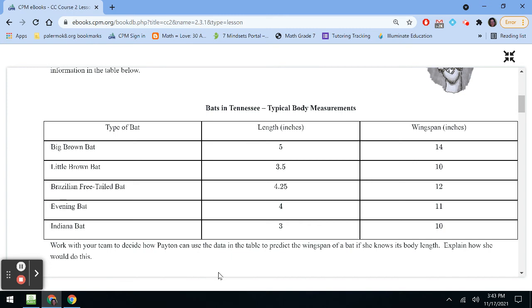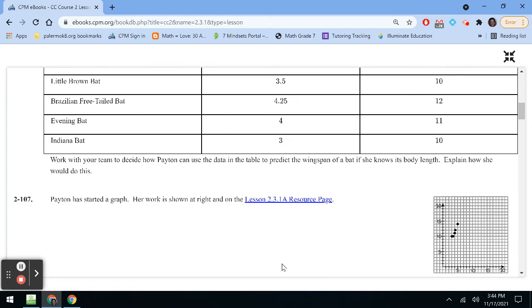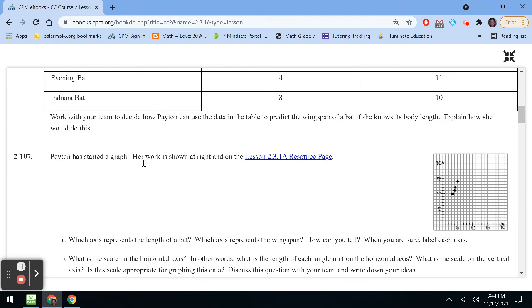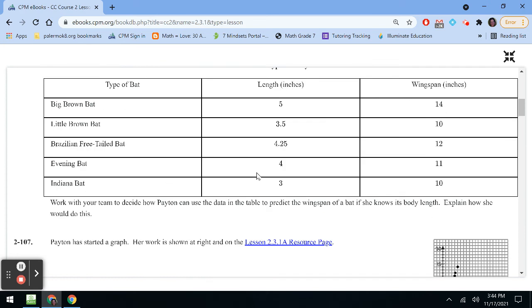So if I was stuck on this part where I'm deciding how Peyton can use the data in the table to predict the wingspan of a bat, there's a couple of things that I can do. The first thing that I give you in perspective with CPM is to look at the next problem. Oftentimes, the next problem will give you an answer or let you know what the answer was to the previous one. So that's a good strategy to get unstuck with. So it says right here on 107, Peyton has started a graph. So that would be one strategy that I could use if I was stuck.